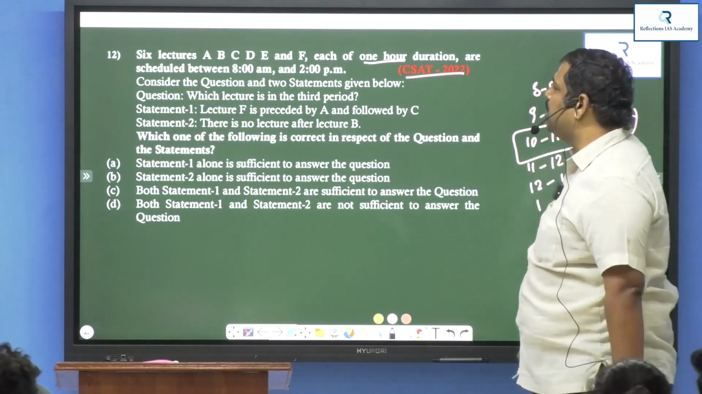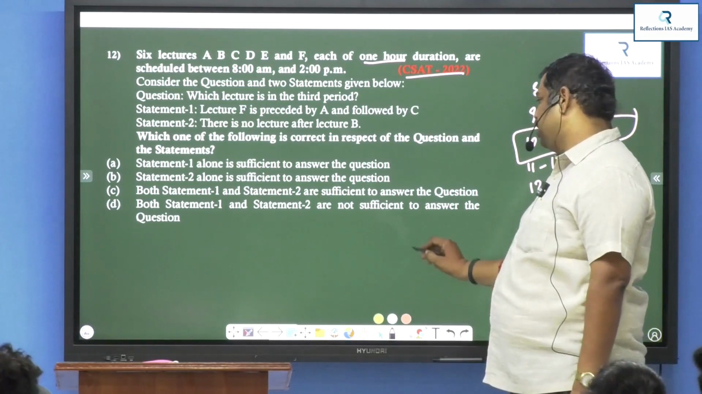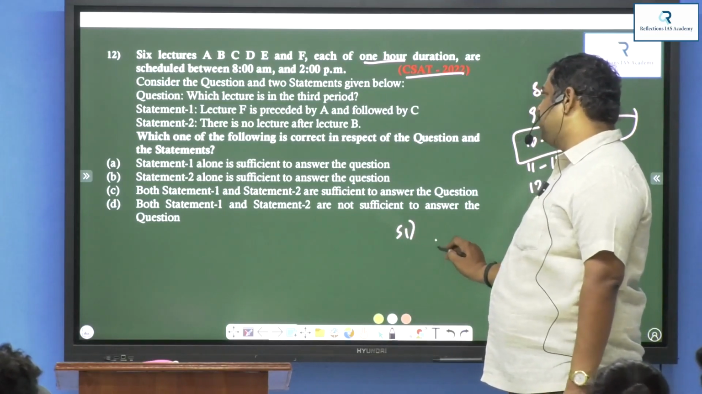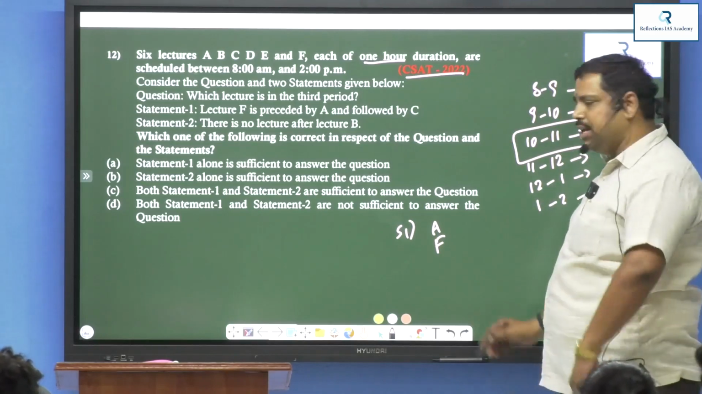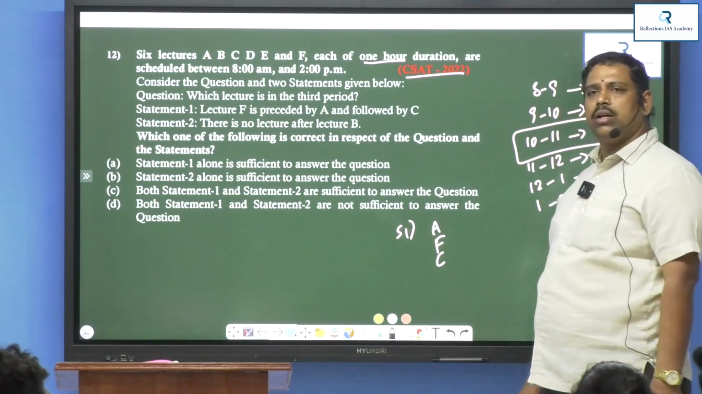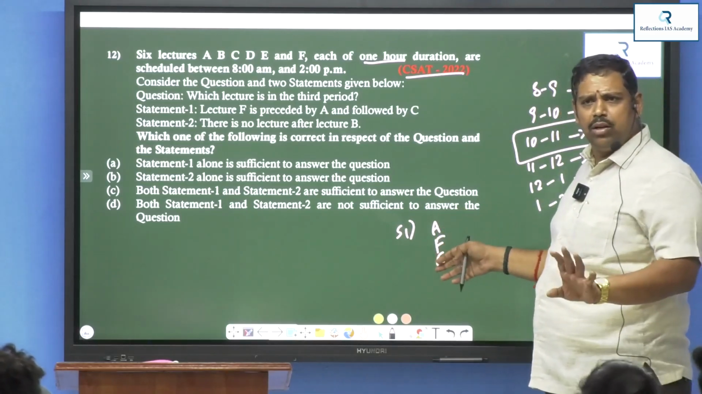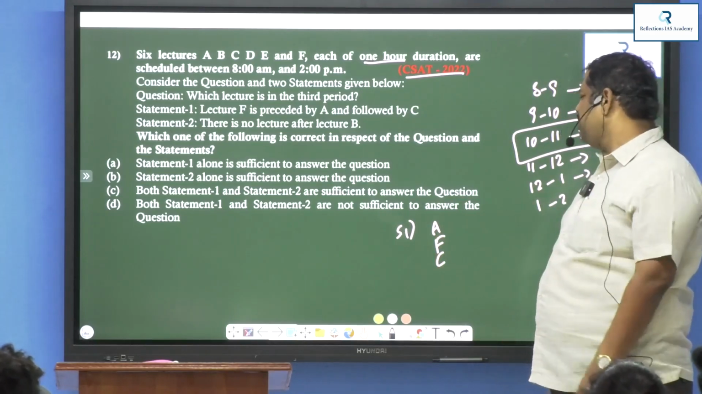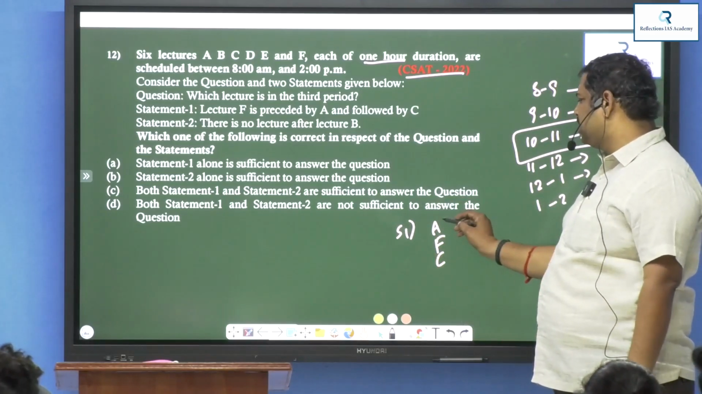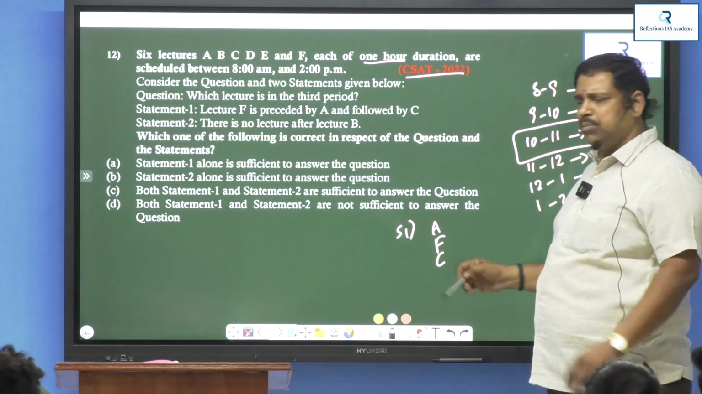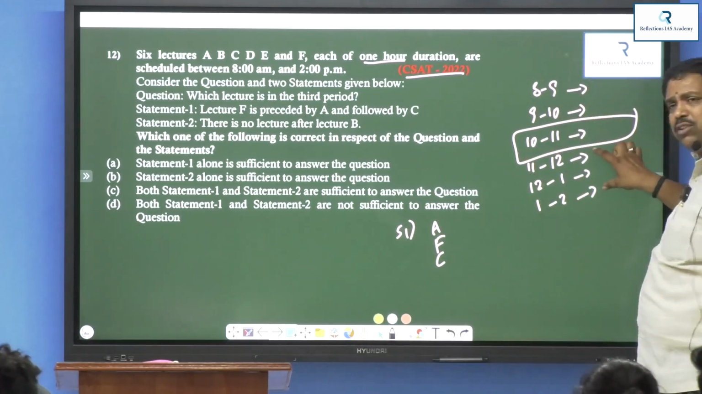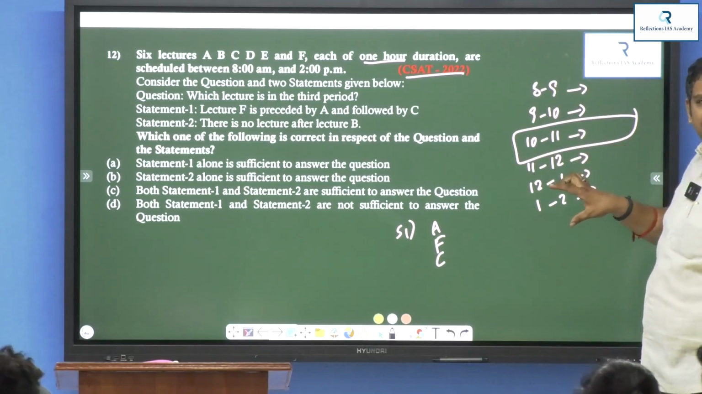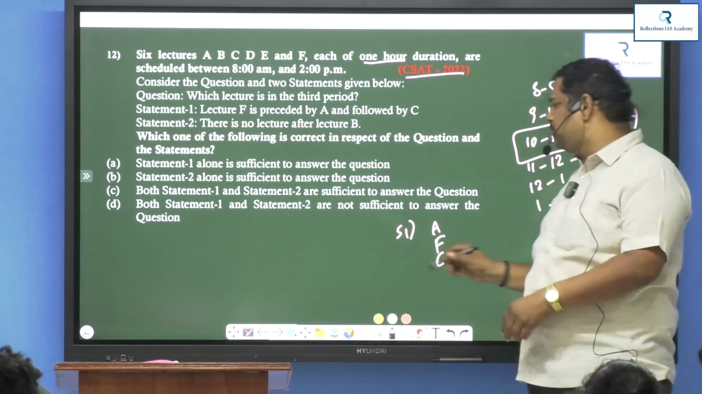Statement 1. Lecture F is preceded by A and followed by C. In between any person is possible or not possible? Not possible. Okay. From this, are you able to say that this is the third one? Because these 3 may fit like this, may fit like this, may fit like this also. So, yes or no? Is it sufficient or not sufficient?